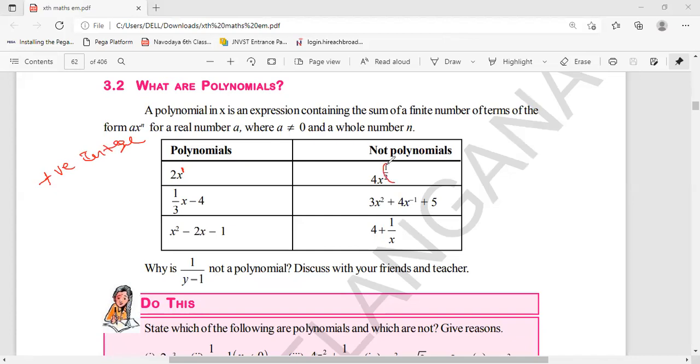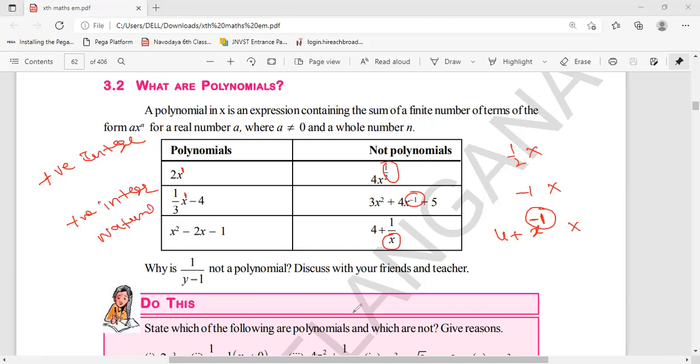Here, the power is 1 by 2. It is not an integer. Here it is minus 1, not a positive integer. The denominator contains x, so if you send it to the numerator, it becomes x power minus 1. So it is a negative power, and it is also not a polynomial. For a polynomial, the power must be a positive integer, that is, a natural number.